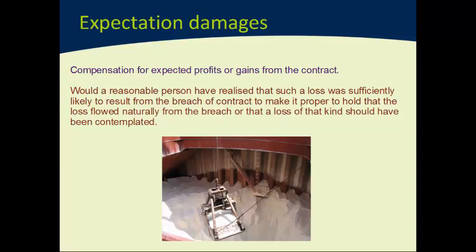Next type of damages we call expectation damages. Expectation damages are important because if you think about it, most people go into a contract hoping to do better than simply break even. Most people go into a contract expecting that they're going to get a benefit, expecting that they're going to come out of the contract with something better than what they went in with.